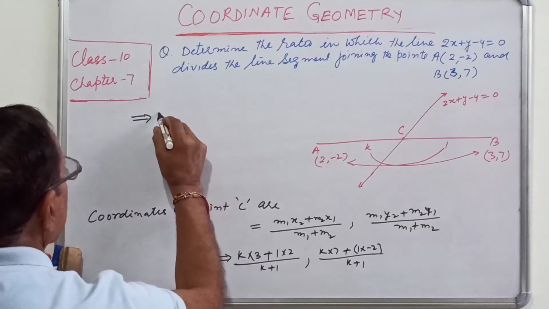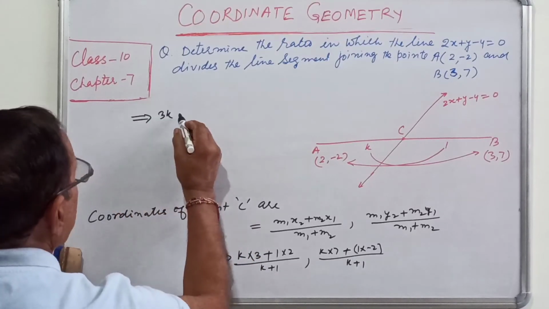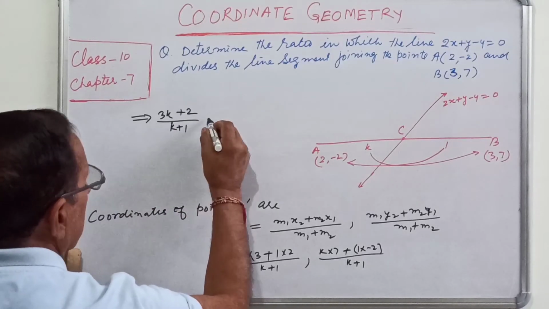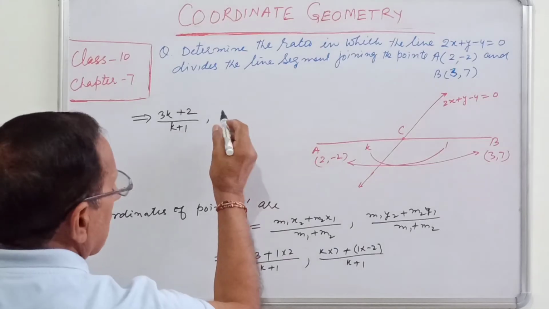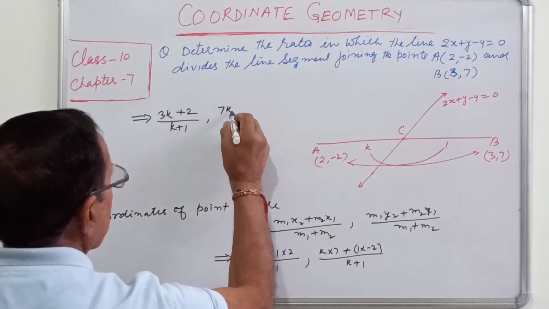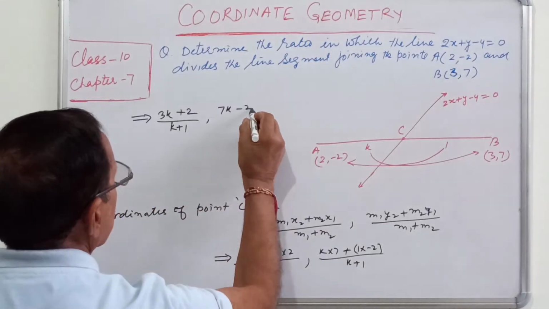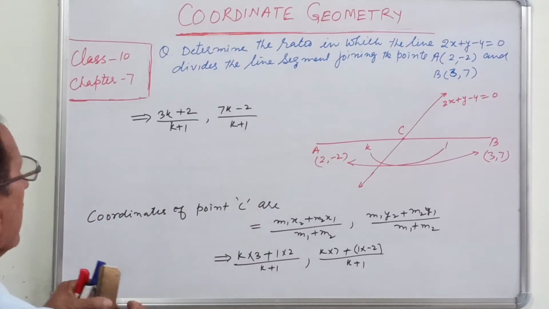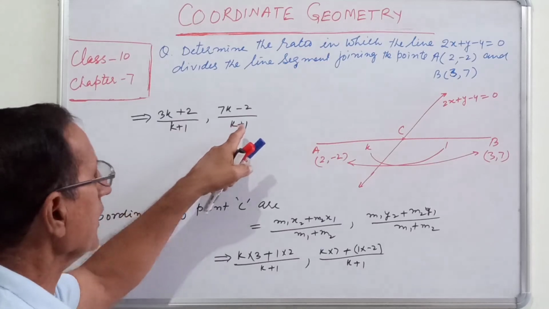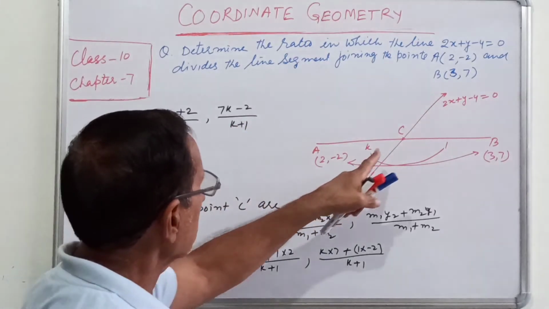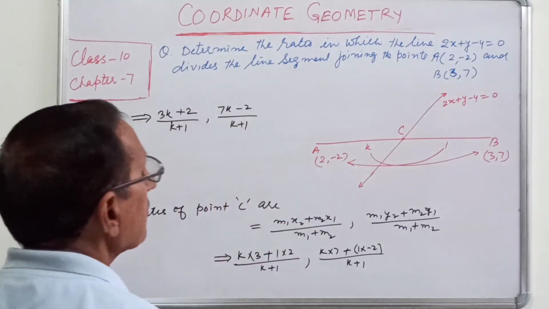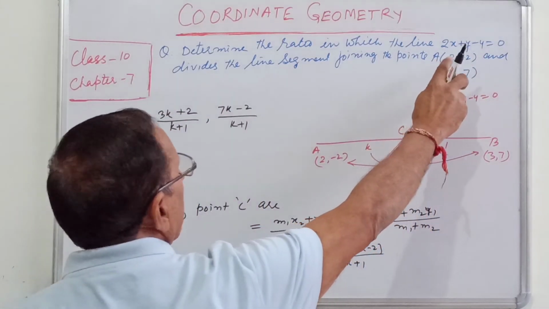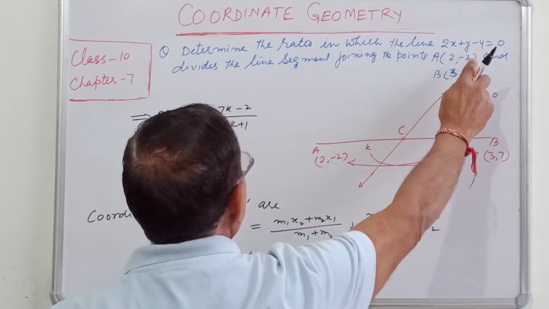So you will get (3k plus 2) upon (k plus 1), and the other is (7k minus 2) upon (k plus 1). So this is the x coordinate and this is the y coordinate of this point C. But the point C lies on the line 2x plus y minus 4.